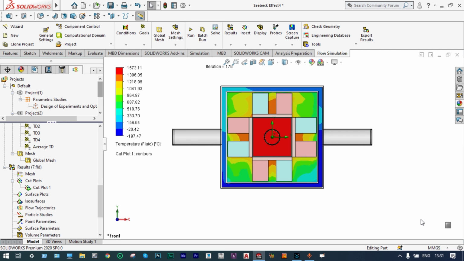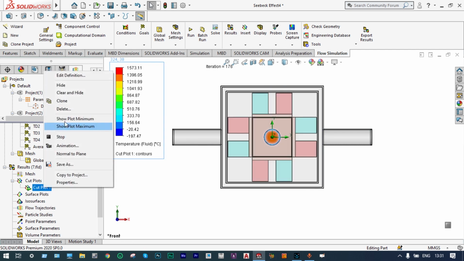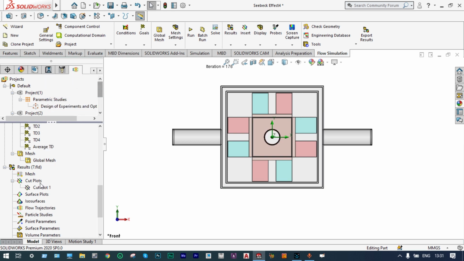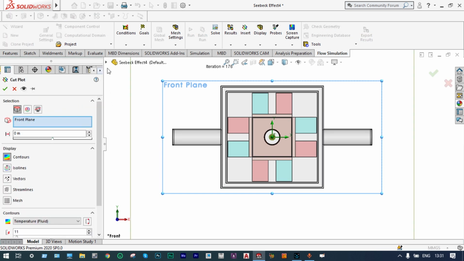Now we want to see the cut plots from the right plane. Let us clear and hide these things. We want to see the cut plots from right plane. Insert cut plots, and instead of front plane, we want to see from right plane.